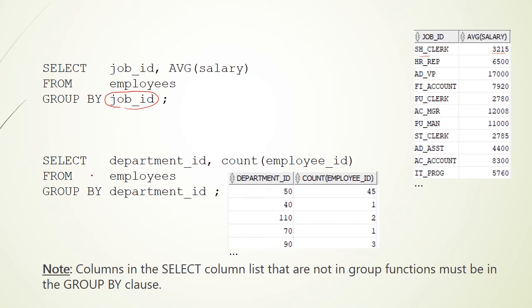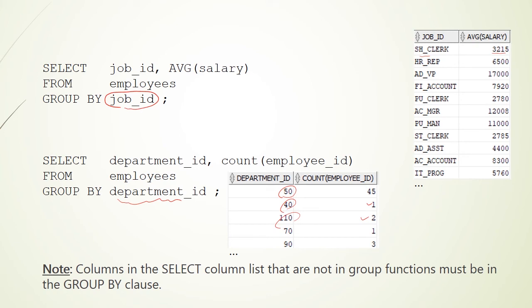In the second example, select department ID, count employee ID from employees, group by department ID. Here we are grouping the rows by using the department ID, and then calculating the number of employees per each department. In department 50, there are 45 employees working. In department 40, there is only one employee working in that department. In department 110, there are only 2 employees, and so on. So this statement retains the number of employees per each department.